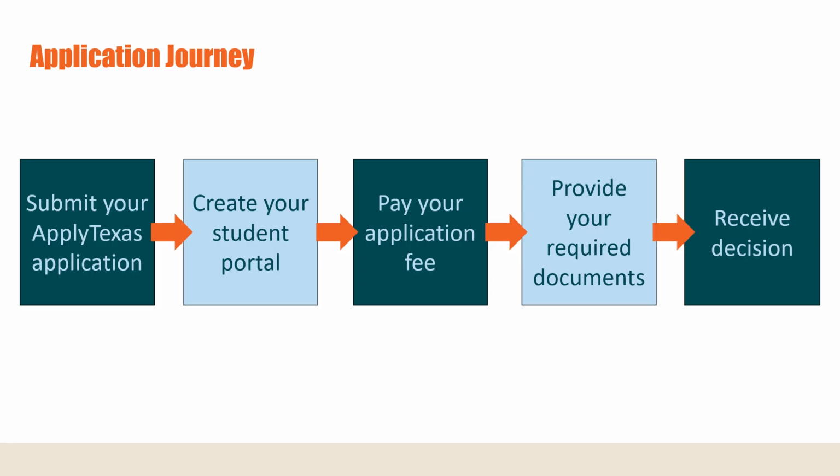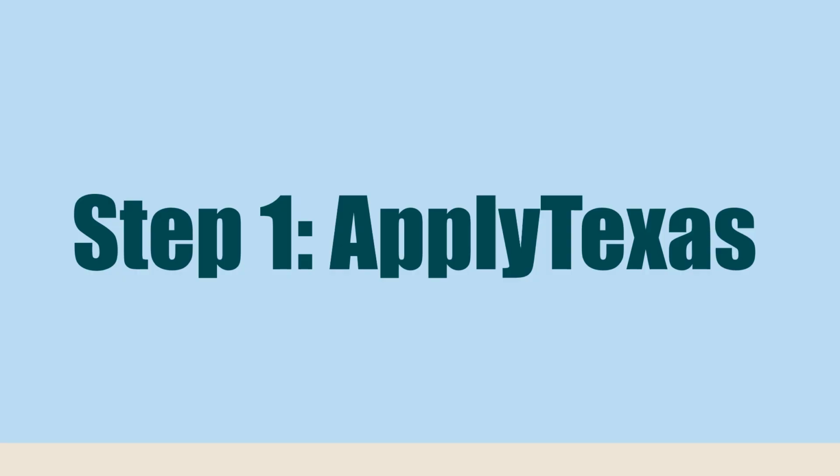This is the application journey and it's a general overview of everything we will be going over today. So first, submit your Apply Texas application, then create your student portal, pay your application fee, provide your required documents, and receive a decision. Step 1 is Apply Texas.